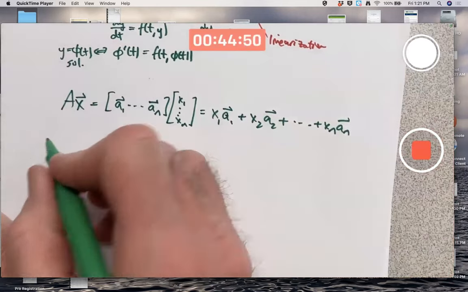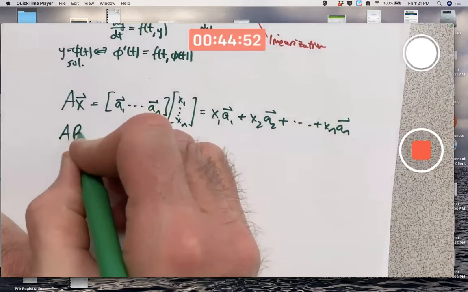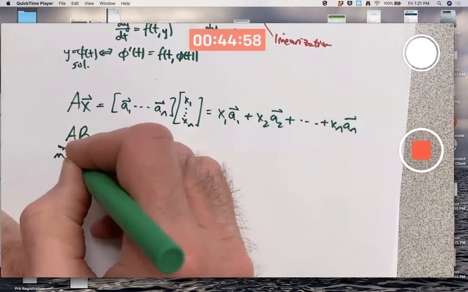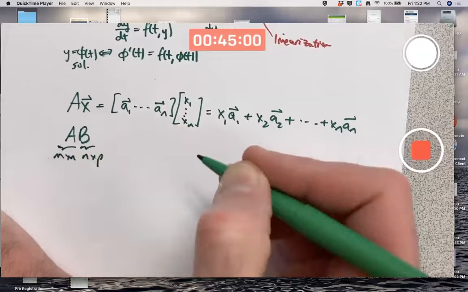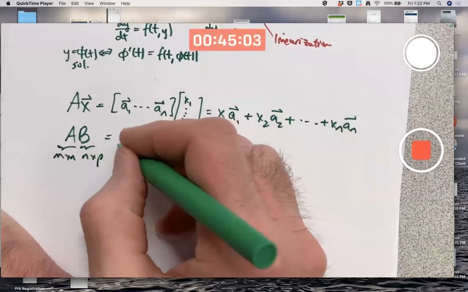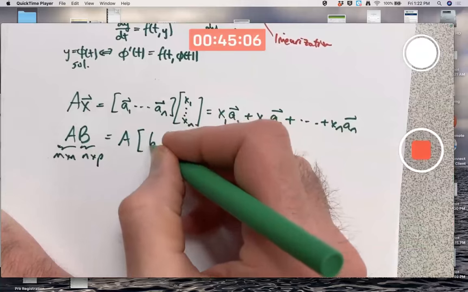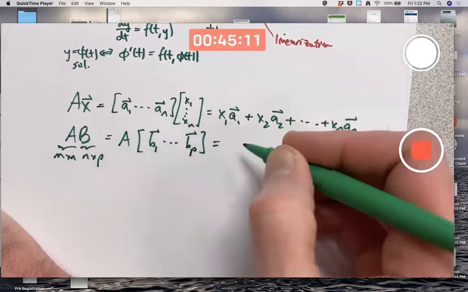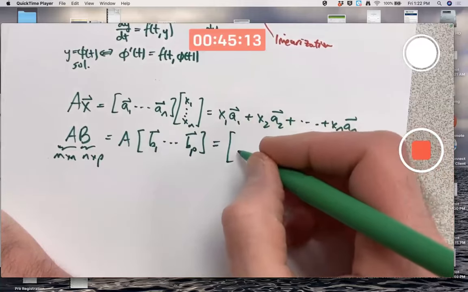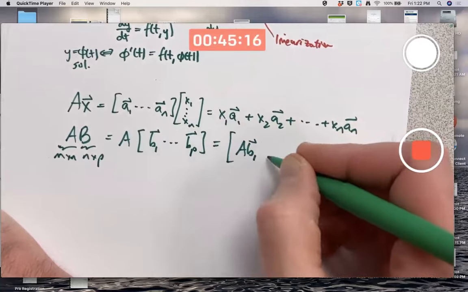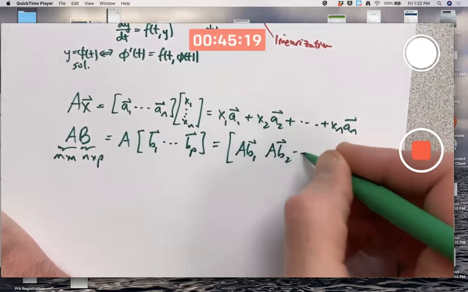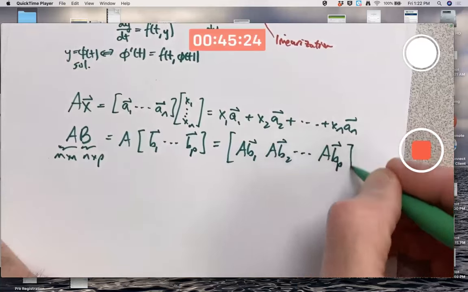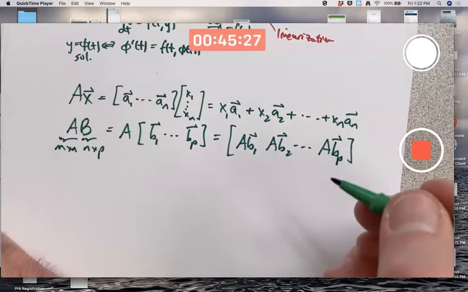And then A times B, where A is m by n and B is n by p, say. If you write out the columns of B, there's p of them. By definition, this is a matrix with p columns, where the first column is AB1, the second column is AB2, etc., the pth column is ABp. And you should be able to look at this and think about dimensions.